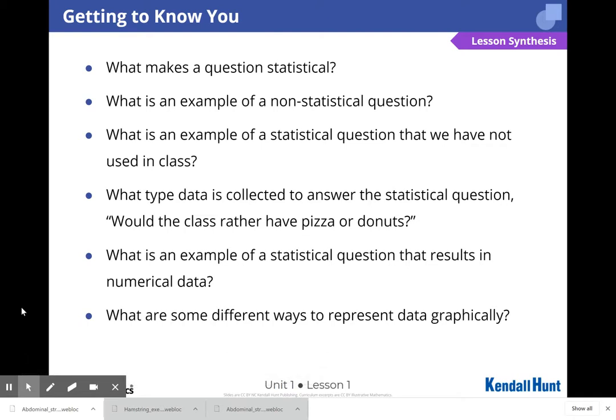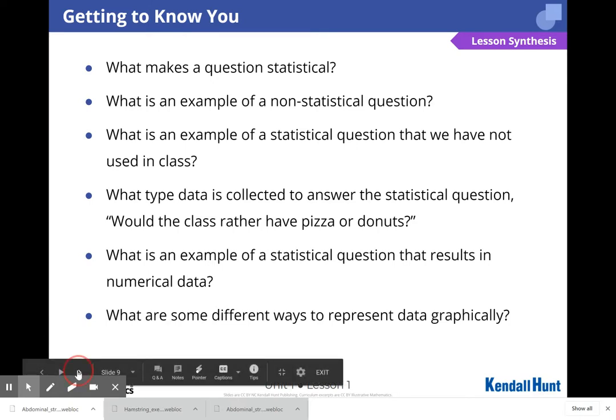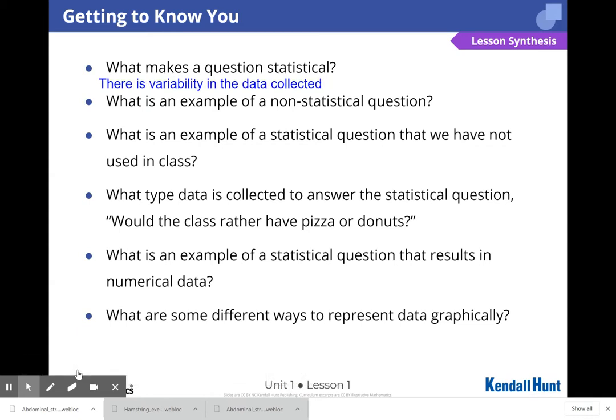So what makes a question statistical? So we can say that a question is statistical if there is variability in the data that is being collected. So that means that your answers that you get from people are all going to be different. So if we asked what month you were born in, chances are we're going to have a lot of different responses. Everyone in the class is not going to be born in June. We're going to get 12 possible different answers. So there is variability in the question or the data that is collected.